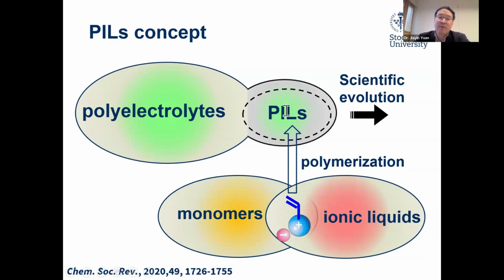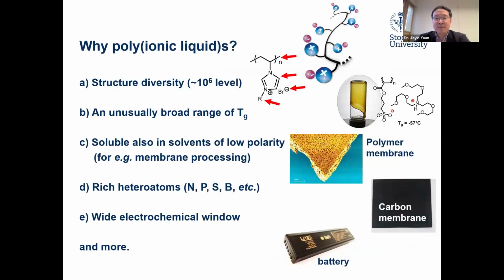In terms of the relationship between PILs and ionic liquids and monomers, here there's a single scheme where the overlap of the monomers and ionic liquids defines a group of monomers that are at the same time ionic liquids, and you can polymerize them directly into the PILs. So this is a slide to position PILs in the scientific research field.